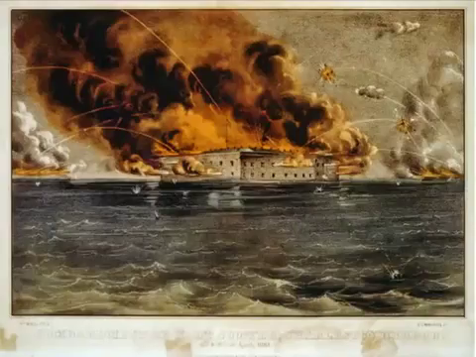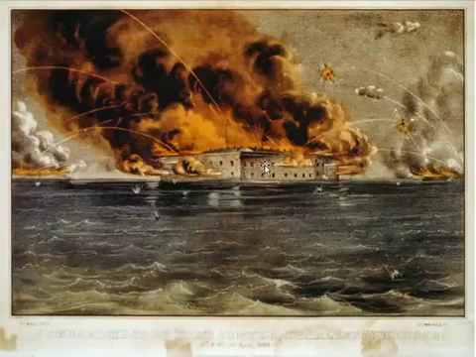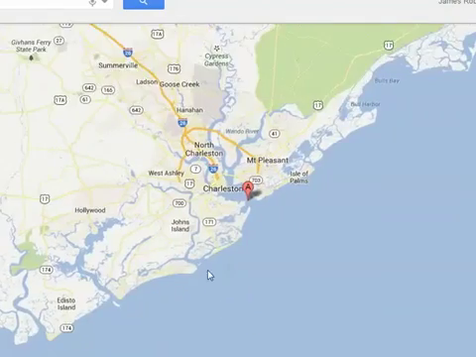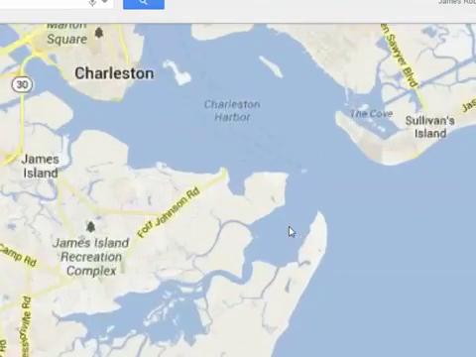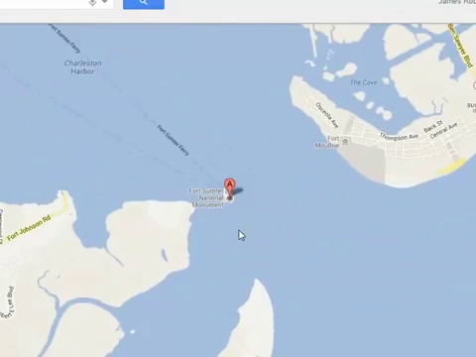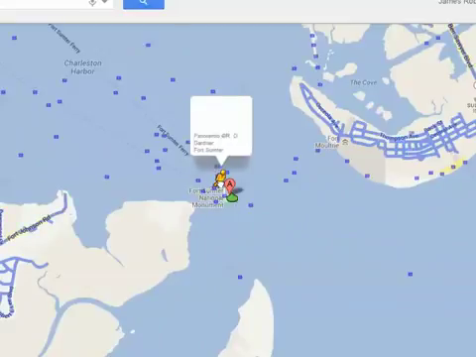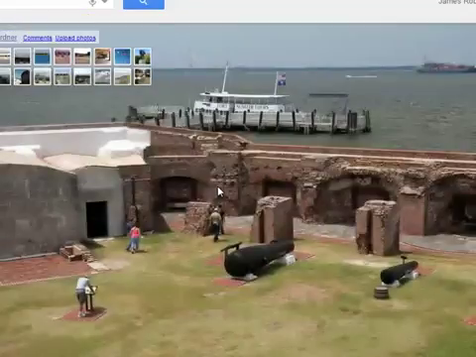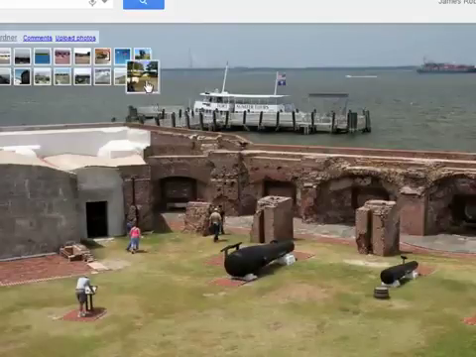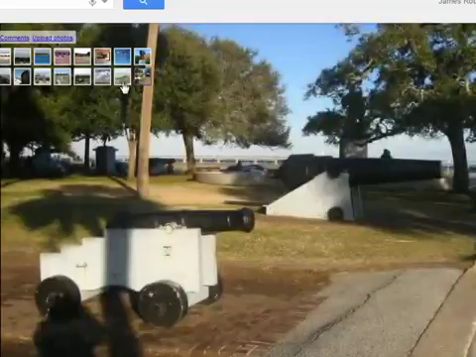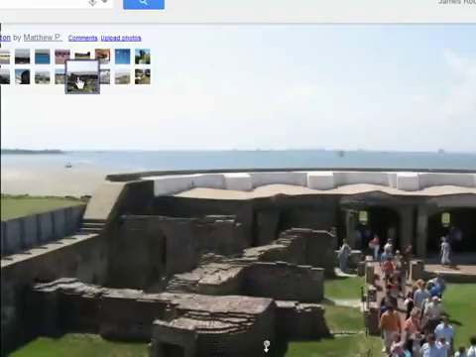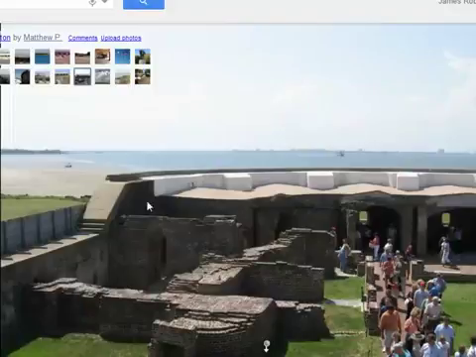Here's a painting that was drawn of South Carolina getting destroyed. Now another thing you can do on Google Images is zoom all the way down, and you can kind of look inside the fort. They have some pictures on Google Images. Here's one of the cannons on the fort. Here's one of the fort, with people visiting inside, getting a good look at it.